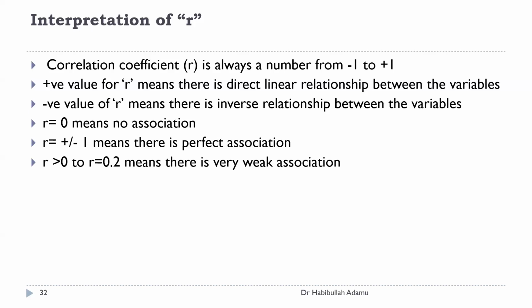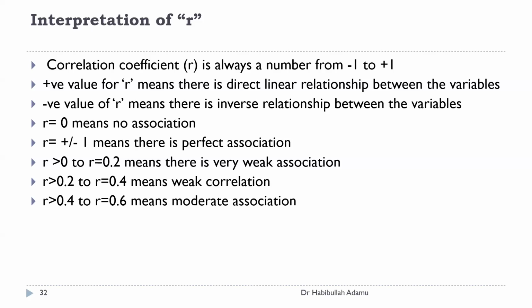If R ranges from just above 0 up to 0.2, it tells you that it is what? Weak association. If it falls between 0.2 and 0.4, it means it's a what? Very weak correlation. If it is between 0.4 to 0.6, it is a moderate correlation. That means the association is moderate.